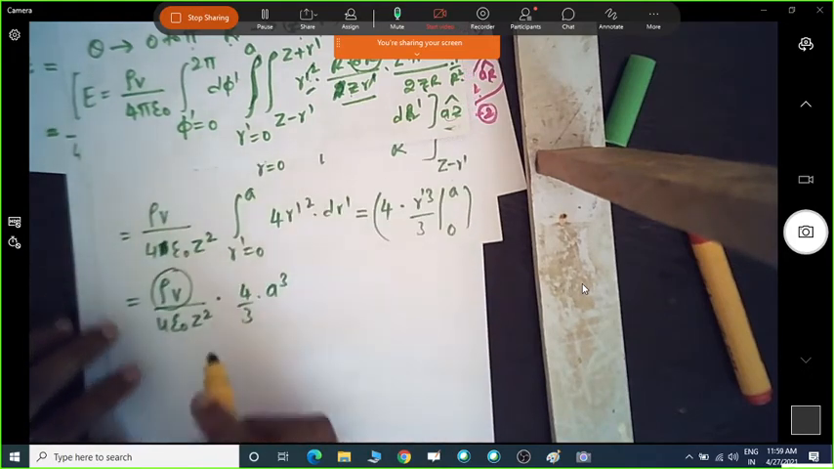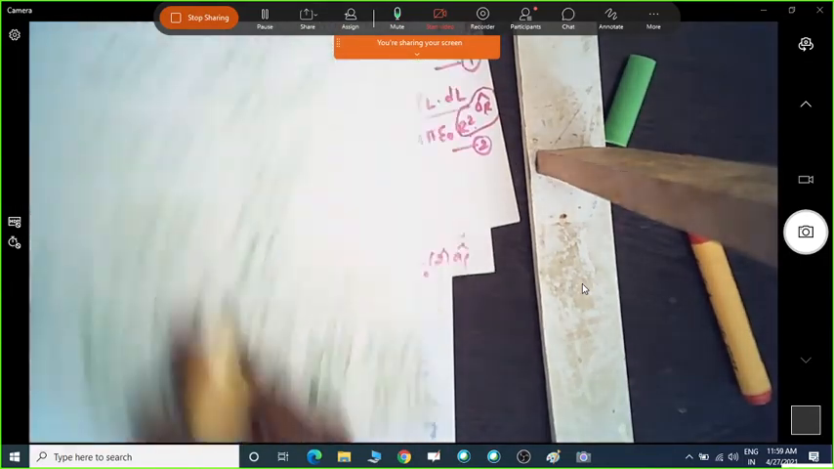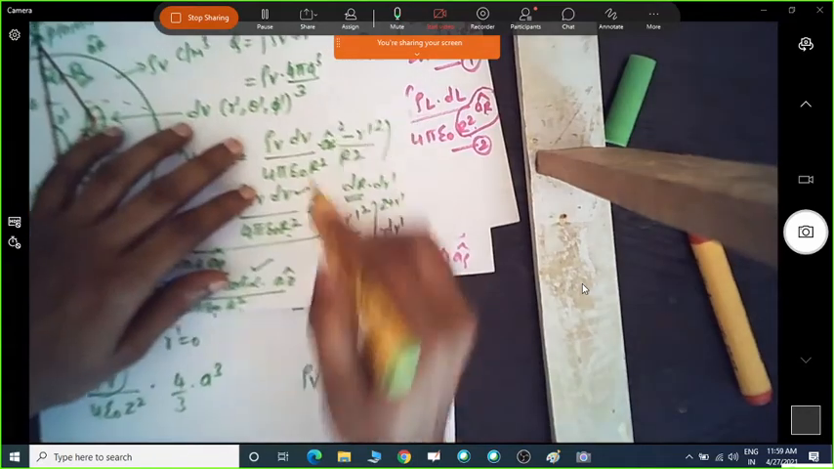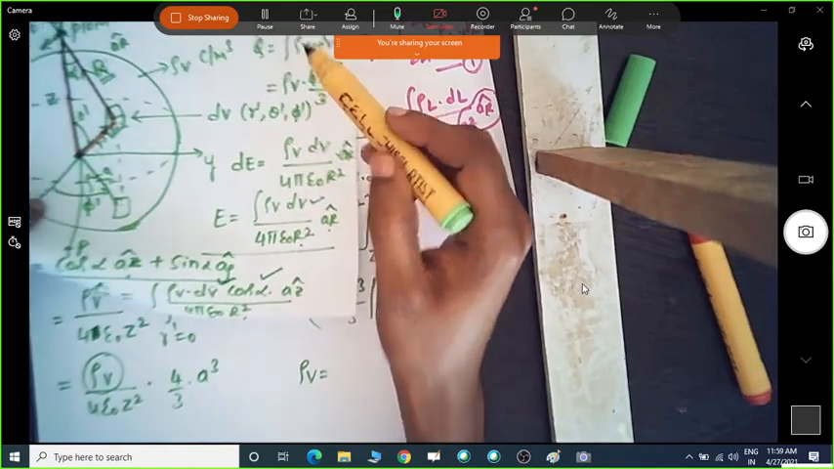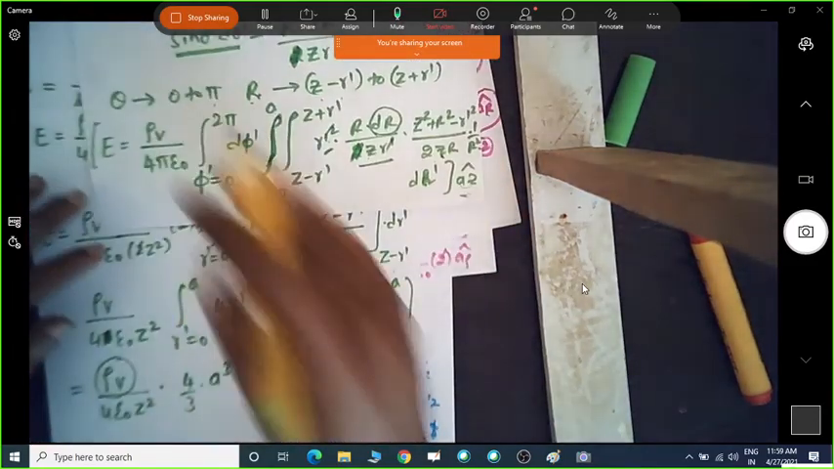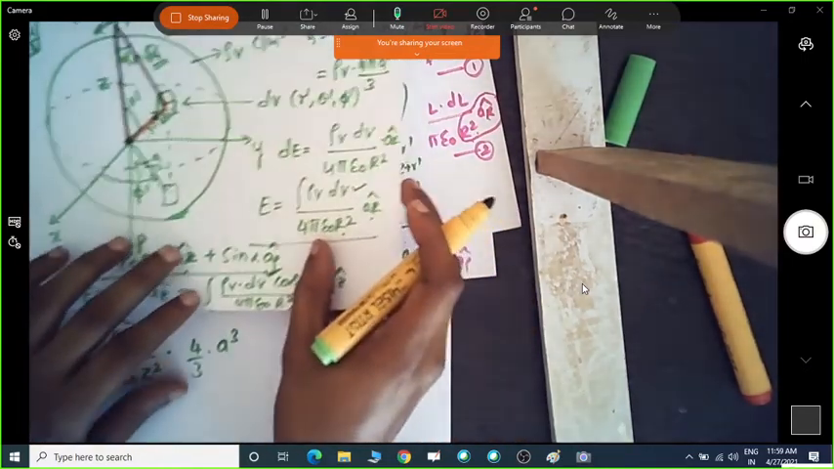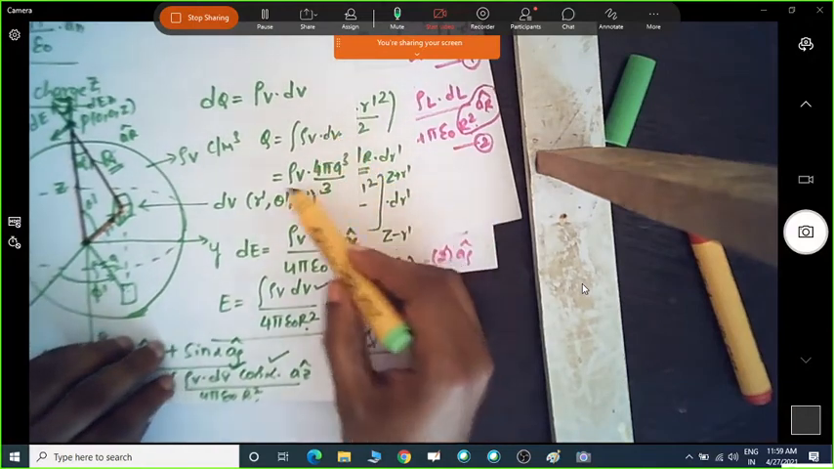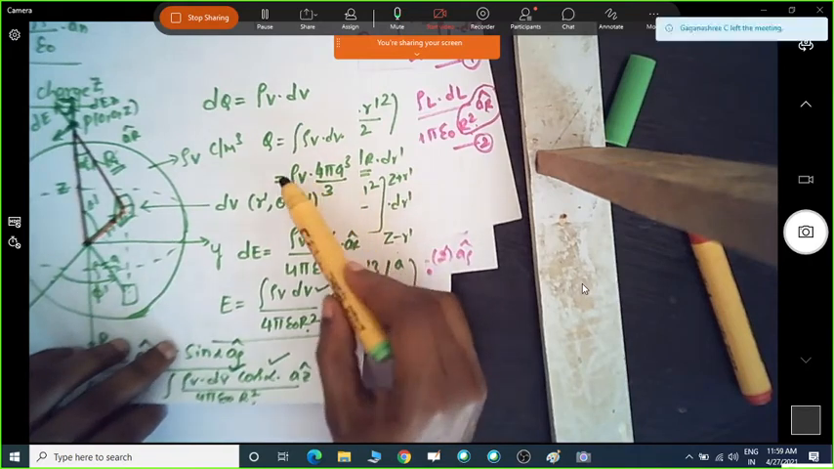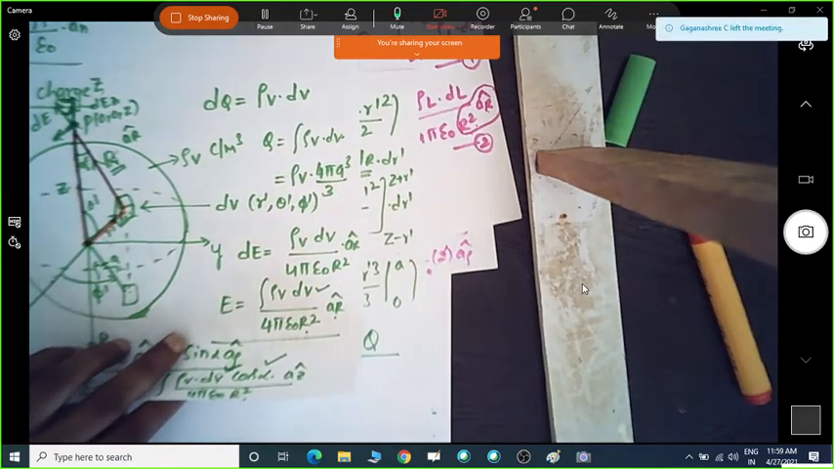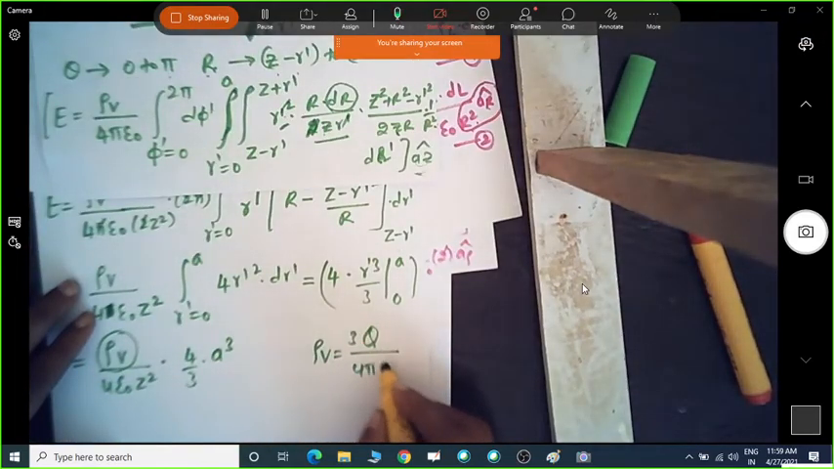Okay, so now we can have the volume charge density, which we have discussed earlier. You can substitute that volume charge density, which is given by 4 pi a cube by 3. So Q equals rho v into 4 pi a cube by 3. Now rho v is nothing but Q by (4 pi a cube by 3).